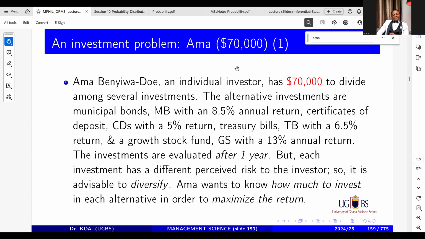You see, if you have done investment before, you know that this one, you don't even need to read it. Everybody that goes into multiple investments wants to maximize the investment returns. All right. Now, the first thing you need to do is to identify the decision variables. What is the exact decision variable that she has to deal with? Who can tell us?